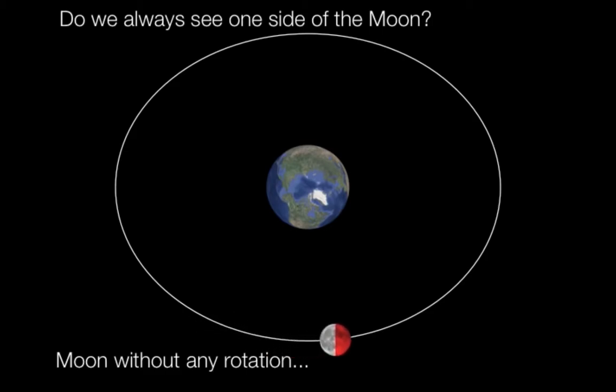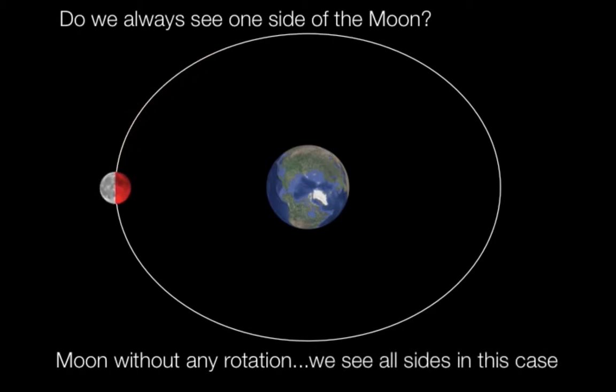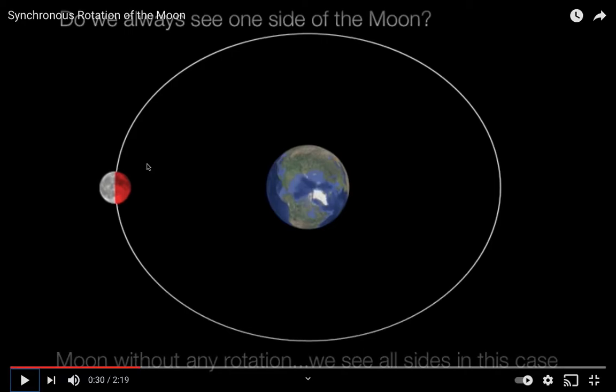Okay, so that's the moon with no rotation. And as you can see, if that were the case, we would see all sides of the moon. Okay, so the next thing they're going to do is get the moon rotating. We know the moon rotates. We're going to get it rotating, but what I want you to concentrate on is the speed. So I'm going to count the rotations, or I'm going to try.